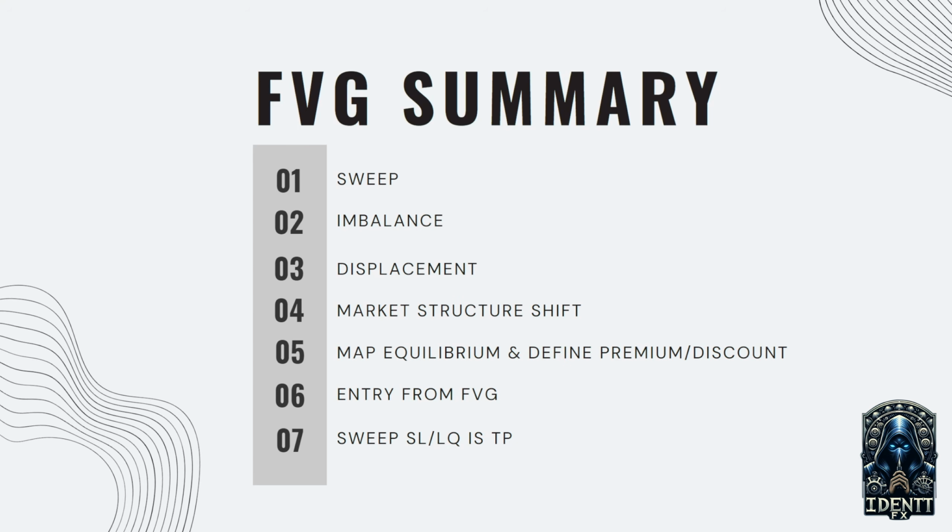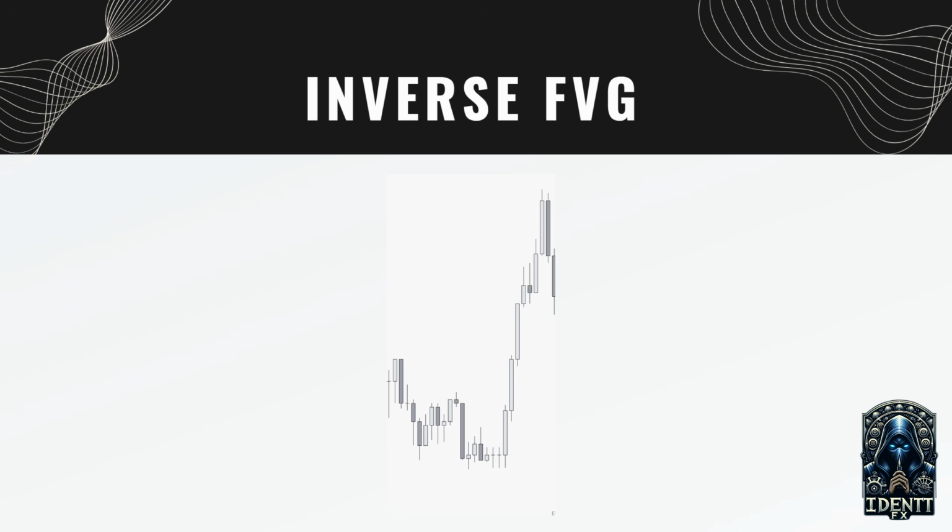We need a sweep, we need imbalance, we need displacement, we need a market structure shift, we need to map our equilibrium, define premium and discount zones, and enter from the fair value gaps, meaning the gaps that are in your premium or discount zone, of course, depending whether you're going to be selling or buying. And then for TP and stop loss, very simple. Your stop loss is going to be below the sweep or above the sweep, and your TP is going to be the nearest liquidity. All right, so now it's time to talk about the inverse fair value gap.